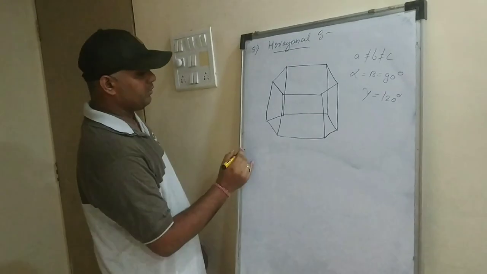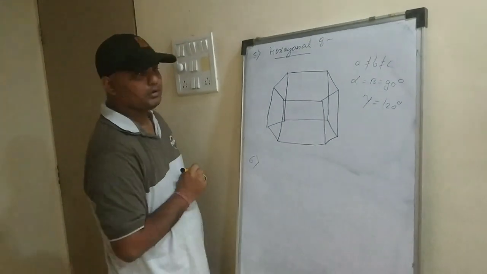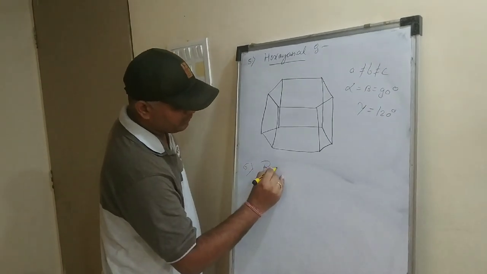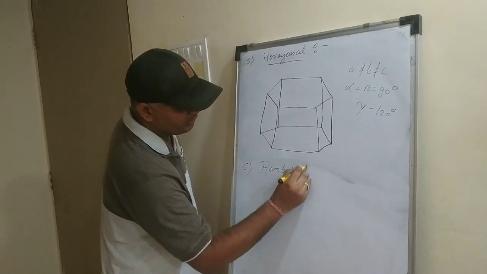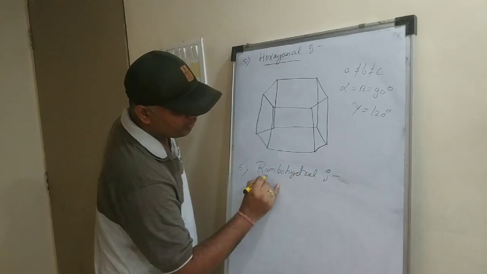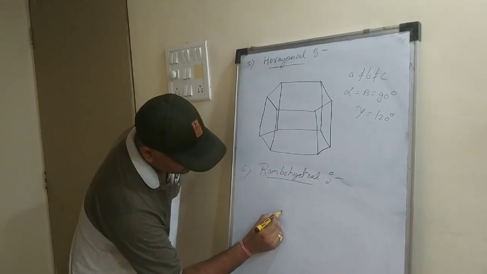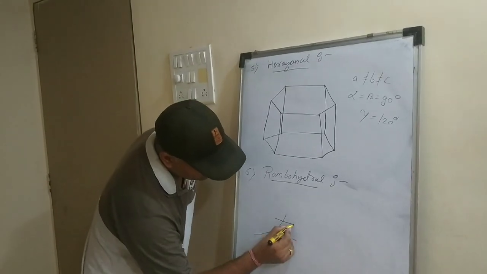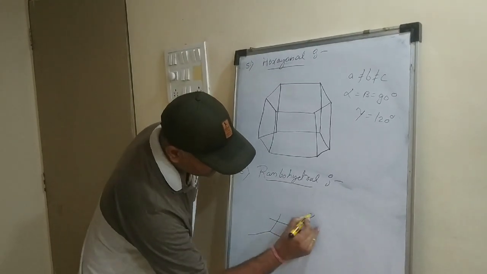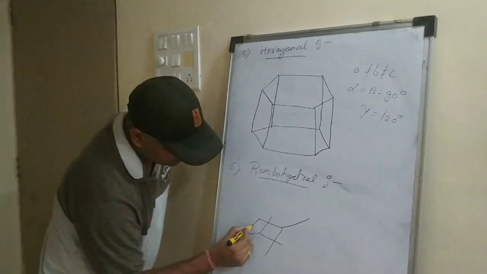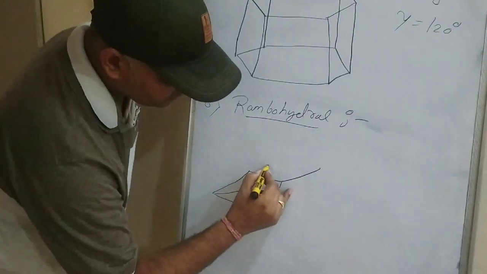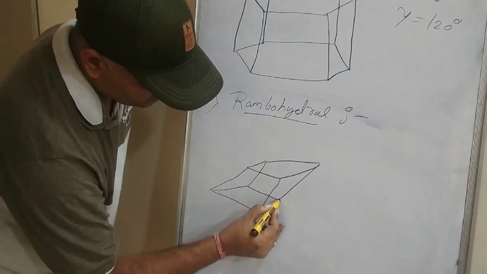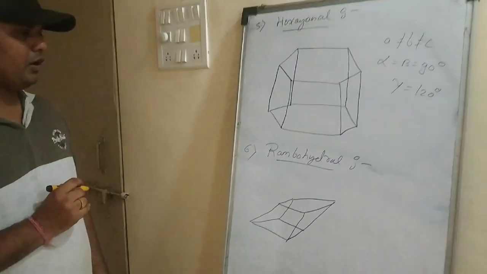Sixth one. What is the case of the sixth one? Rhombohedral. So how to draw the rhombohedral? We are going to draw this Y like this and we are going to join them. Right? So this becomes your rhombohedral.